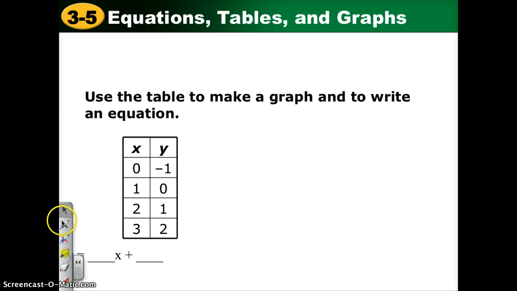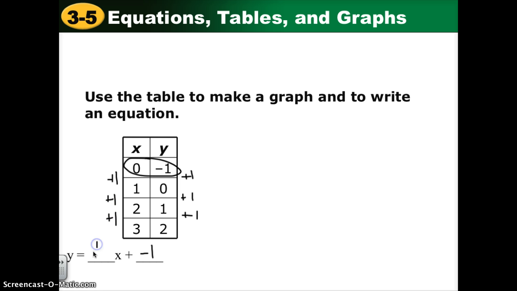Let's try again. Use the table to make a graph and to write an equation. Let's see if we can do the equation first. So right now, we have x equals 0, y equals -1. That's our y-intercept. And let's look at the difference in our table. Our y's are going up 1, up 1, up 1. Our x's are going up 1 every time as well. So our pattern is 1 over 1, or 1x.